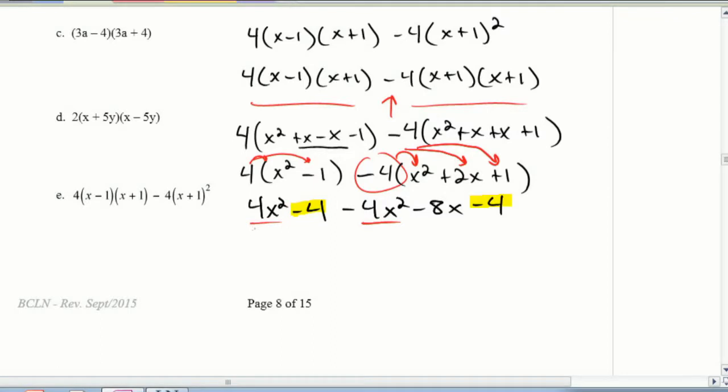So I have positive 4x squared and minus 4x squared. Those are going to go away. Give me 0. I have this negative 8x, which I'll just drop down from here. And then negative 4 is negative 8. So that one kind of worked out. A lot of things actually canceled out of that one.